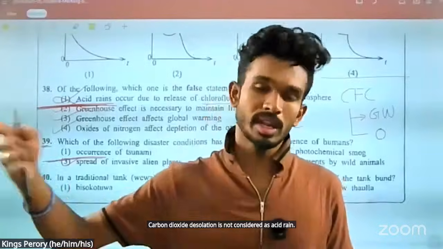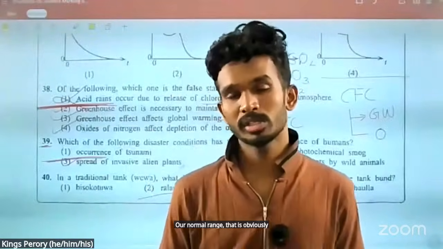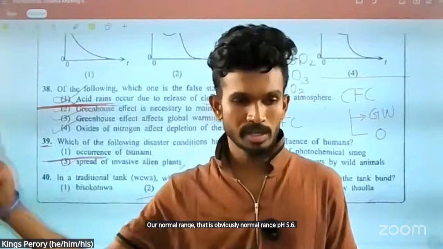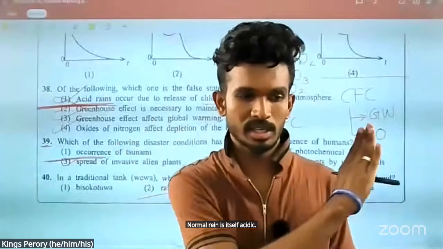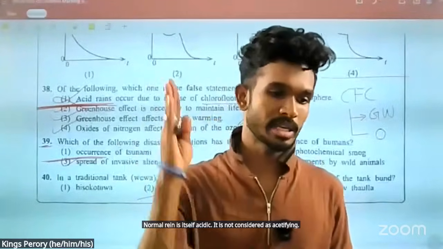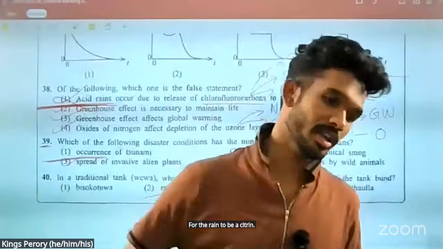Our normal rain is obviously acidic. Normal rain has a pH of 5.6. Normal rain is itself acidic, but it is not considered acid rain. For the rain to be acid rain, sulfur dioxide and nitrogen dioxide should be dissolved in it.